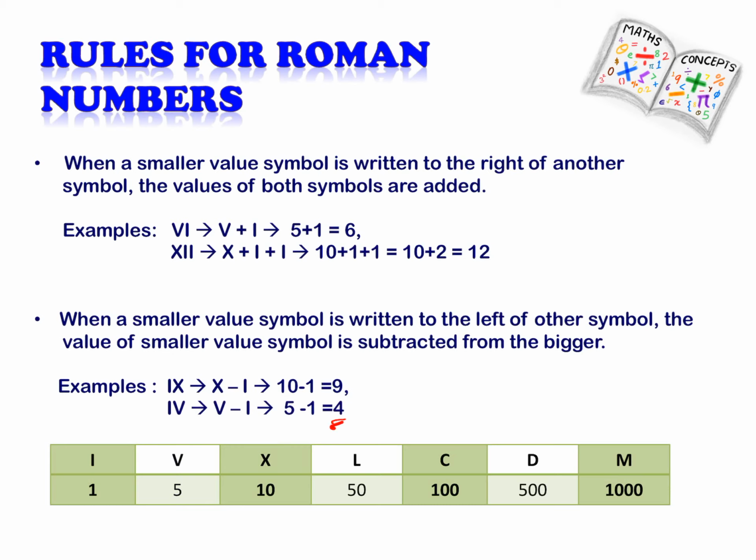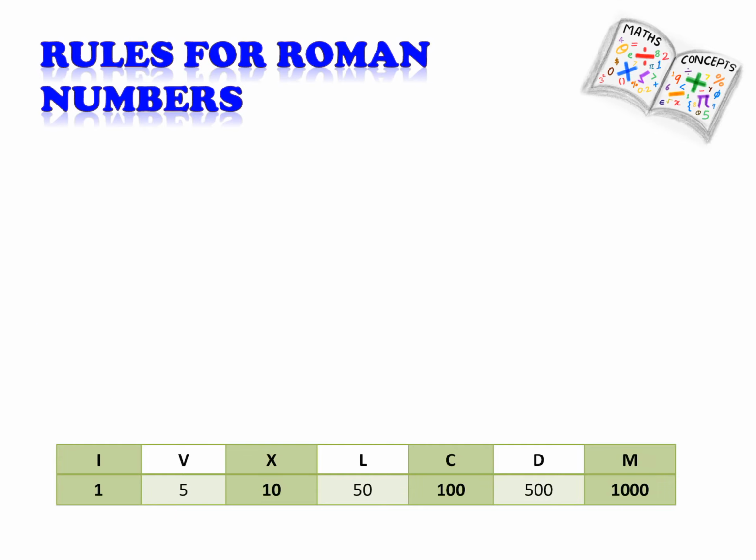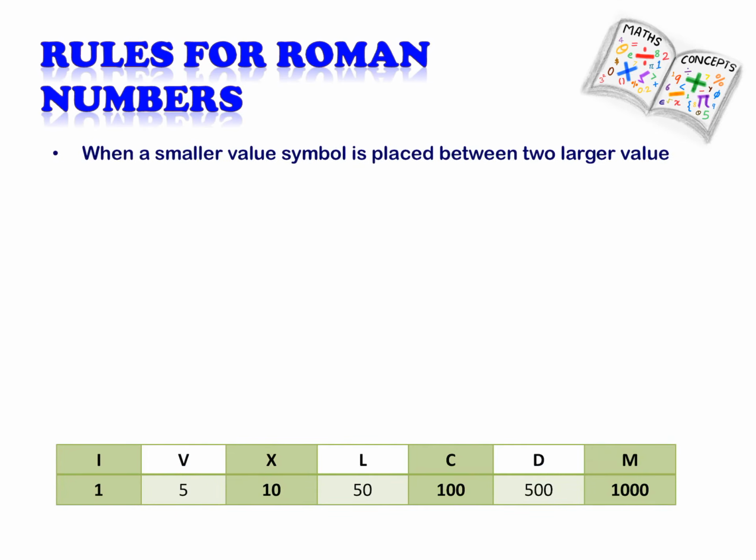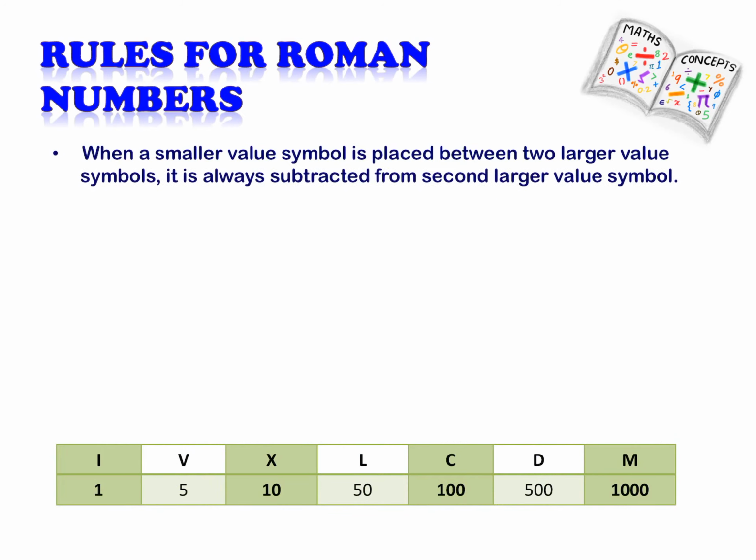We do not write I 4 times. We have to use the next symbol, and then we have to subtract the smaller symbol from that to get 4. This will be useful while forming the numbers. We will see a few examples as well. Now the fourth rule: when a smaller value symbol is placed between two larger value symbols, it is always subtracted from the second larger value.